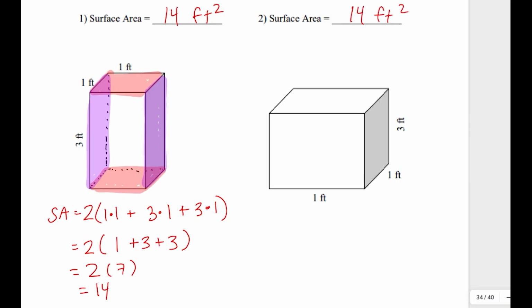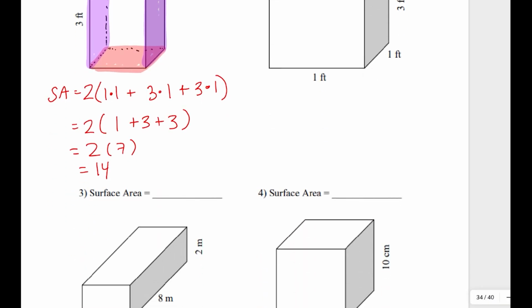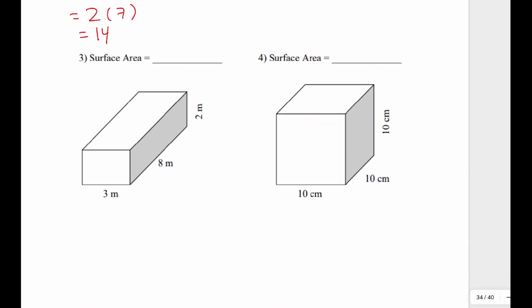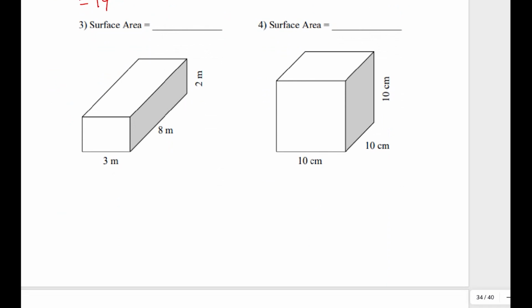Okay, so number 2, looks like that has the same dimensions as the first one, so we just skipped that one and wrote the answer in. Didn't spend any time reworking that. So let's look at number 3 that has a different set of dimensions. This one is a 3 by 8 by 2 rectangular prism. So there's going to be, once again, a set of 3 unique sides.